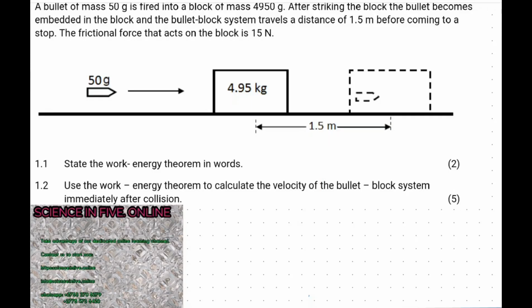In the first question, we're told a bullet of mass 50 grams is fired into a block of mass 4,950 grams. After striking the block, the bullet becomes embedded in the block, and the bullet-block system travels a distance of 1,5 meters before coming to a stop. The frictional force that acts on the block is 15 newtons.